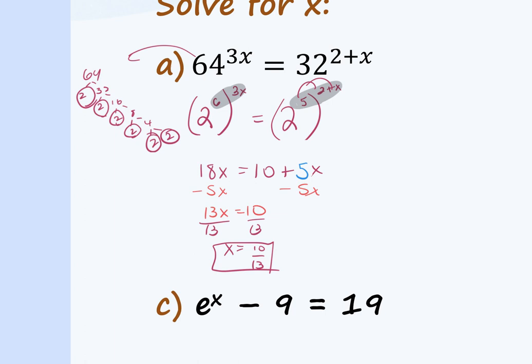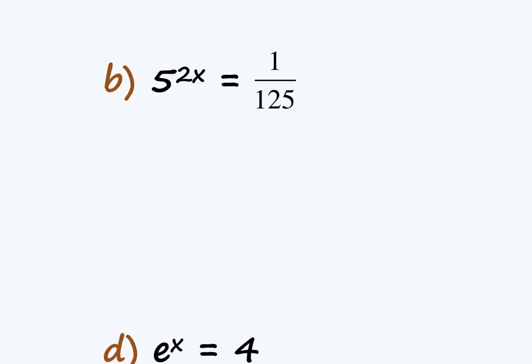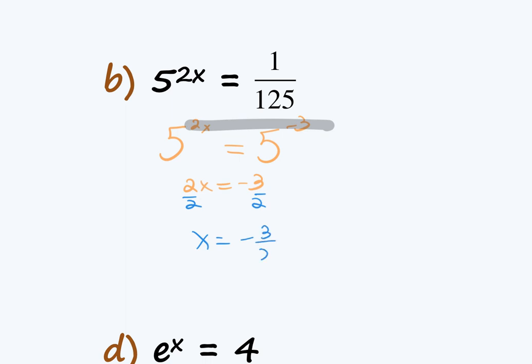All right, go to B. Can you change these so they both have the same base? Yeah, what would it be? 5, so the left side stays, and 1 over 125 is 5 to what power? Negative 3, good. Now grab your exponents. 2x equals negative 3, divide both sides by 2, and x equals negative 3 halves.